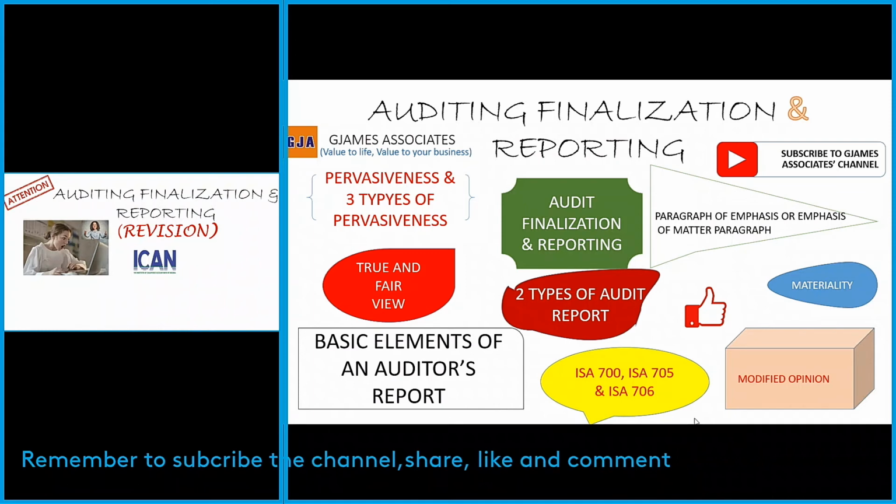What I'm saying is basically we have two types of audit reports, and once we do not have the unmodified, then we are going to have the modified. So when we have the modified, why we modified our opinion must be stated, and that statement is made under a paragraph that we call the emphasis of matter paragraph. So we must have an emphasis of matter paragraph on an adverse opinion, on a disclaimer of opinion, and on a qualified opinion.